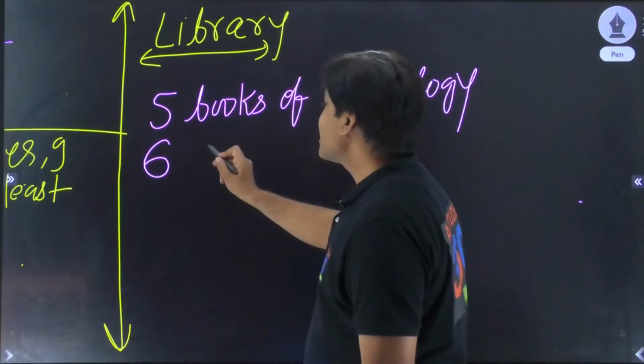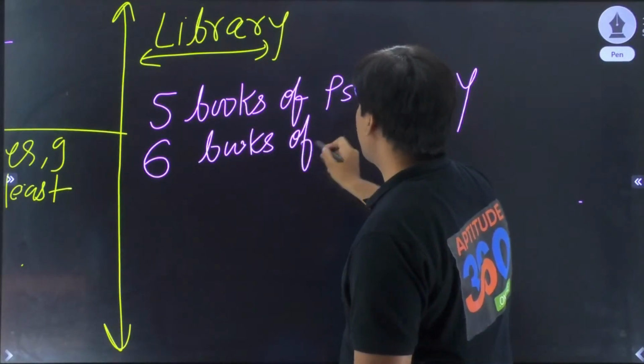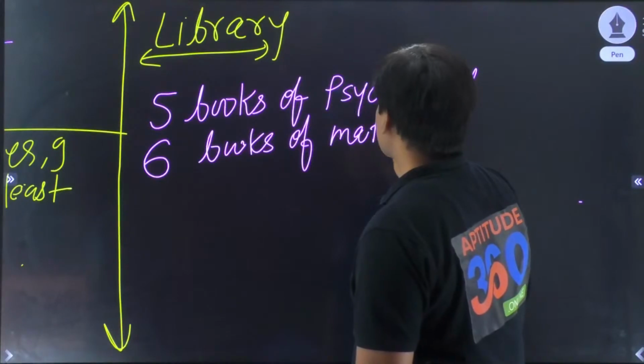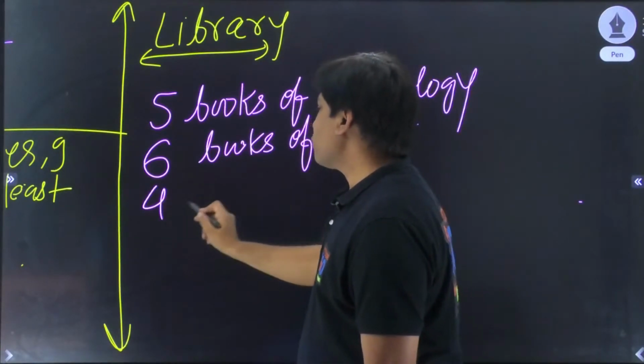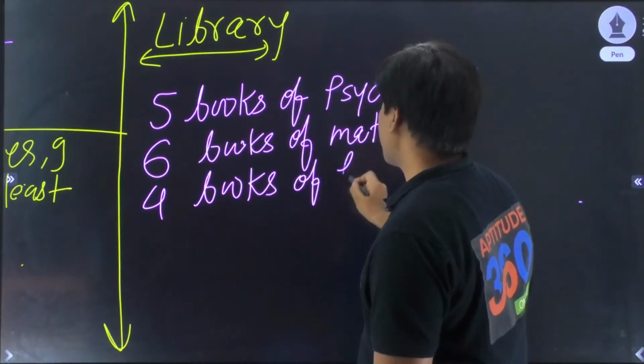5 books of psychology, right? And then you have 6 books of math and 4 books of history. Let's assume 4 books of history. Is this okay?